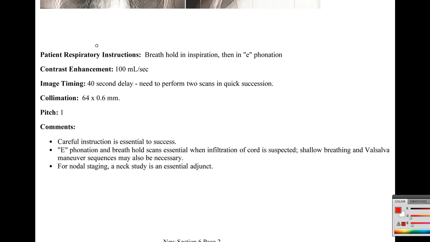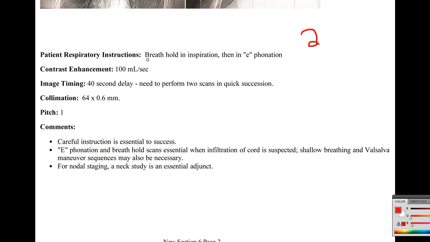So the patient's respiratory instructions are breath hold in inspiration, then an E phonation. So basically, keep in mind that you're going to be performing 2 scans for this. The first one is going to be just with simple breath hold, and then the second one is going to be saying the letter E and holding it for the full amount of the scan. So it would be E as you're scanning.